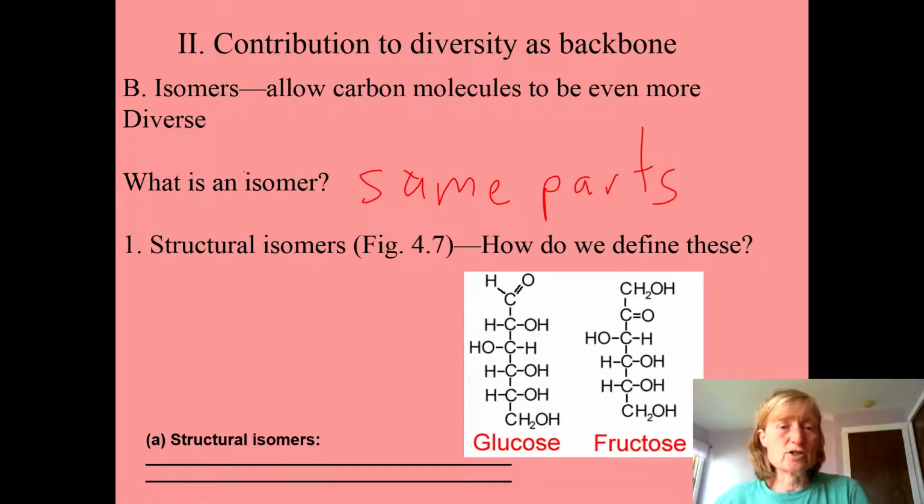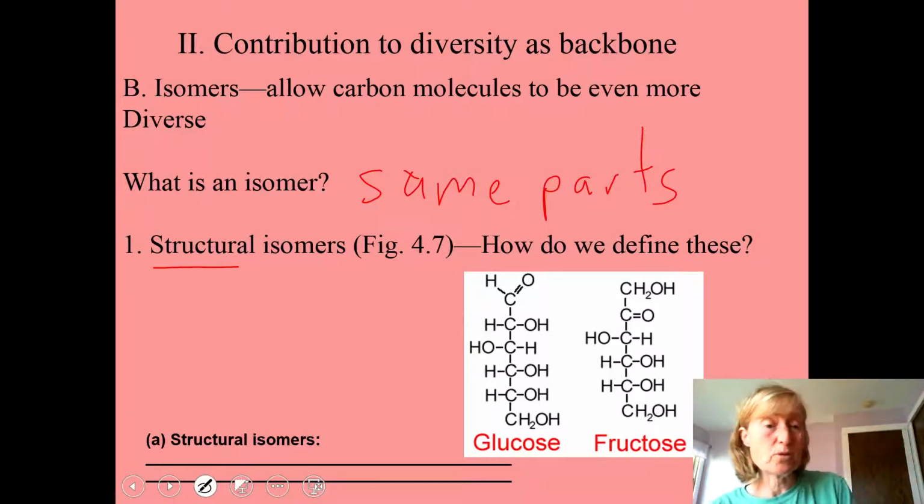One of these is structural isomers. Structural isomers are a pair of molecules that differ in their bond order. So they have the same molecular formula, they have the same atoms, but they differ in their bond order. Different atoms are bonded together. Let's take a look at an example. Two molecules here that we're going to see in Chapter 5 are glucose and fructose.